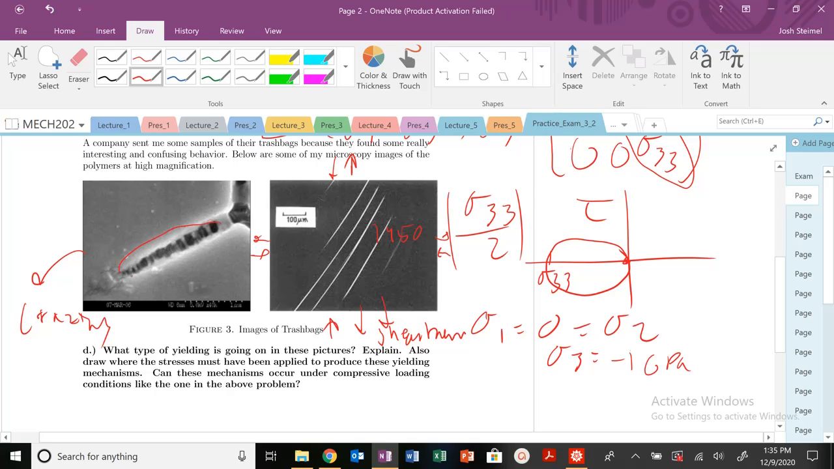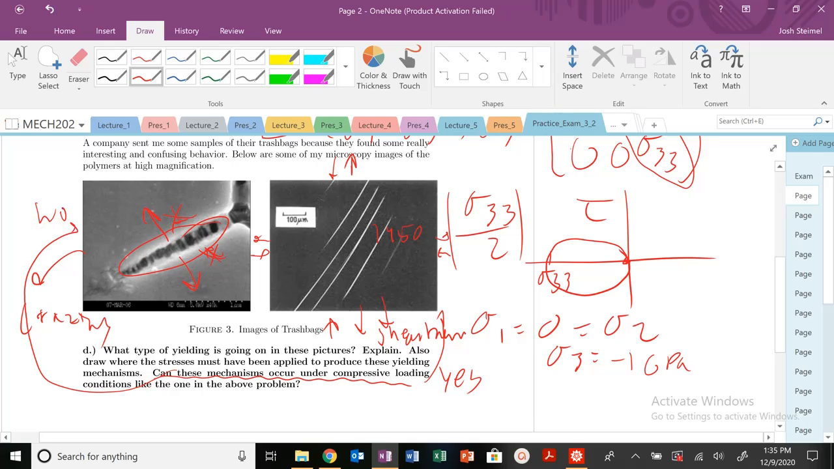But for crazing, I know that I have to pull normal to this fracture surface, and I have to be in tension. I cannot be in compression. For crazing, I cannot have compression occur and form this yielding mechanism. So that answers the question: can these mechanisms occur under compression loading? Yes for shear banding, but no for this one.